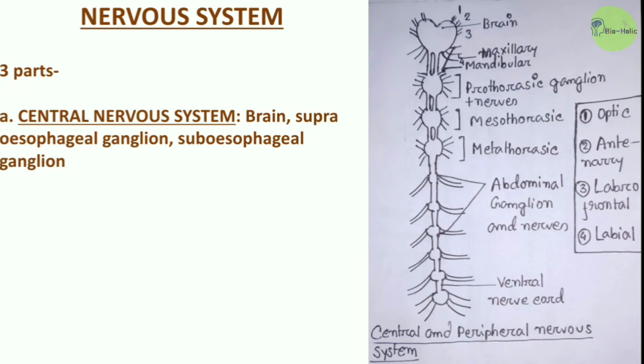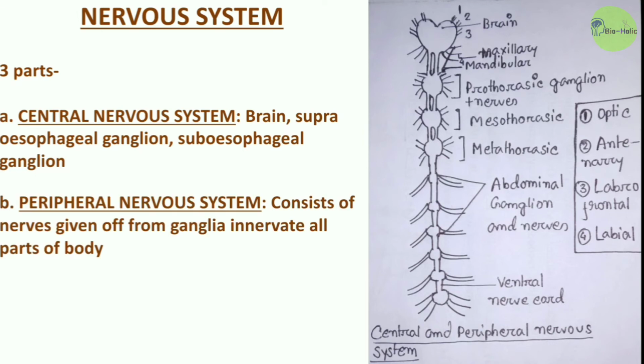From the subesophageal ganglion, a double ventral nerve cord passes backwards into the thorax, which bears 3 ganglia in the thorax area and 6 ganglia in the abdomen area. The next one is the peripheral nervous system, that consists of nerves which are given off from the ganglia so as to innervate all parts of the body.